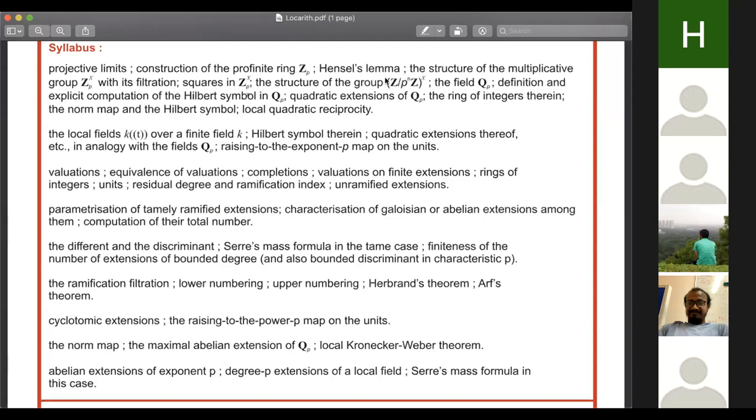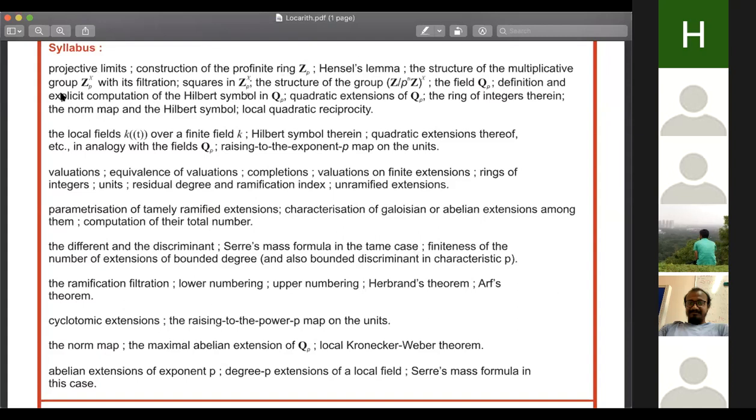Then we'll see how to find roots of polynomials in this ring. So there's a lemma called Hensel's lemma, which allows us to do this. Then we will determine the structure of the multiplicative group of this ring. Given any ring whatsoever, of course, you have the multiplicative group of that ring. For example, Z has the multiplicative group +1, -1.